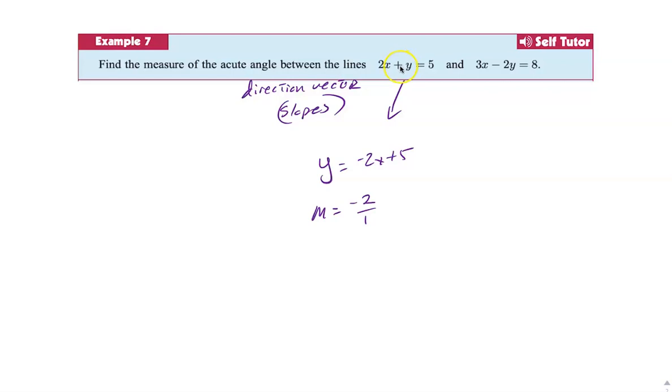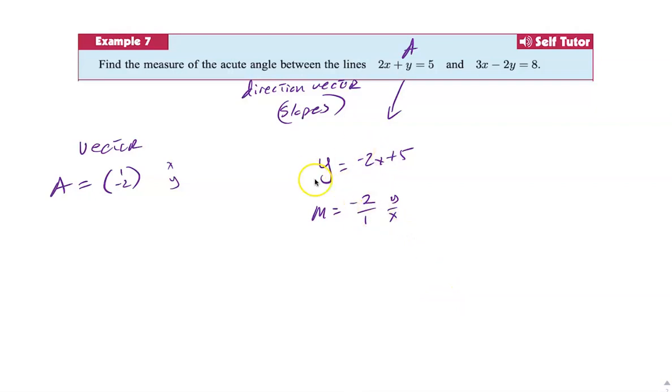Now I talked about this in an earlier video, but remember, this concept's a little weird. Slope is a y over x value. If I want to write that as a vector, let's say this is vector A, the vectors are x over y, so you've got to flip that and make the direction vector 1 over -2. Because the vectors are x, y, slope is y, x.